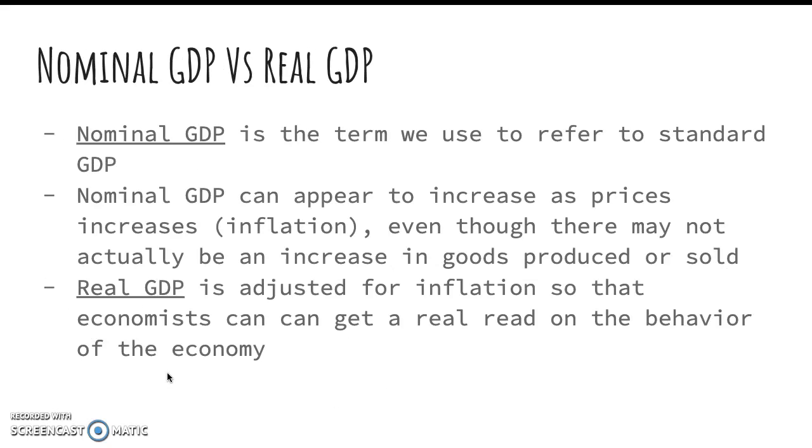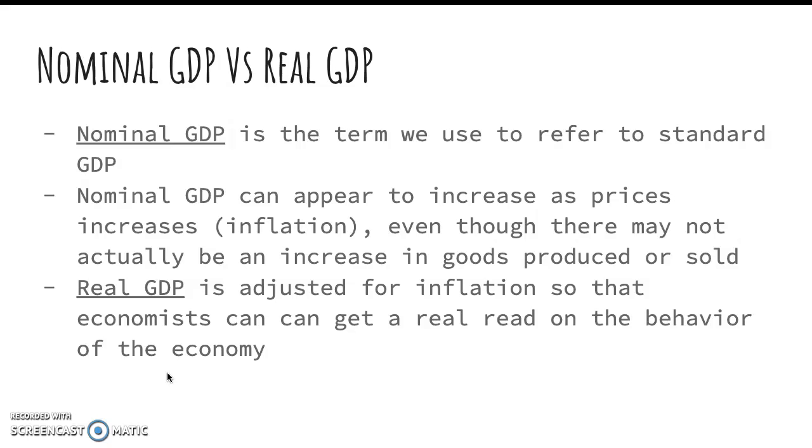There is an important difference between nominal GDP and real GDP. Nominal GDP is the term we use to refer to the standard GDP. This nominal GDP can appear to increase as prices increase, something called inflation. As things get more and more expensive over time, it can appear as though GDP is increasing, even though there's actually not an increase in the amount of goods being produced or sold. Prices are just getting more expensive.